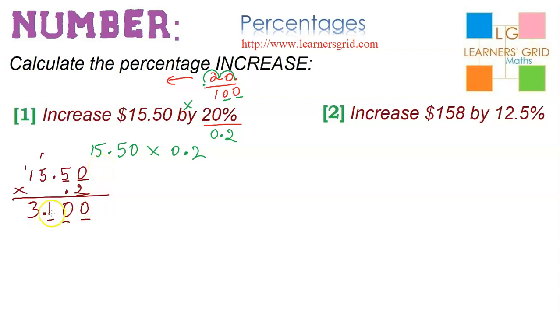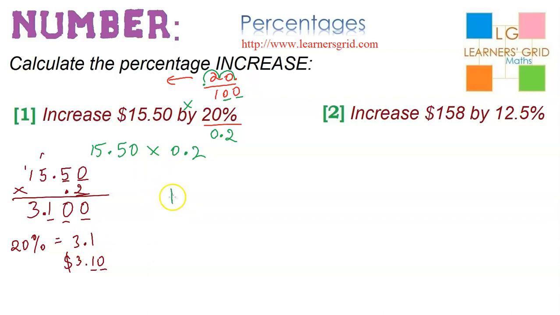So I now know that 20% is equal to 3.1. In money terms, this would be $3.10 because we need 2 place values after the decimal point. Okay, so we've got that information now. I need to increase 15.50 by 20%. I now know that 20% is 3.1, so I just need to add those two values together.